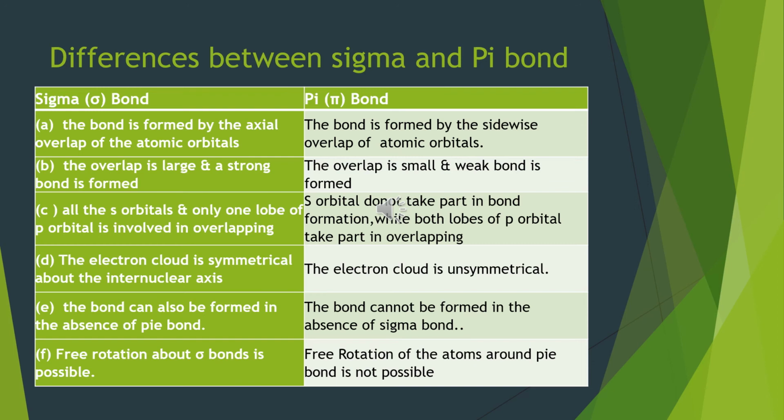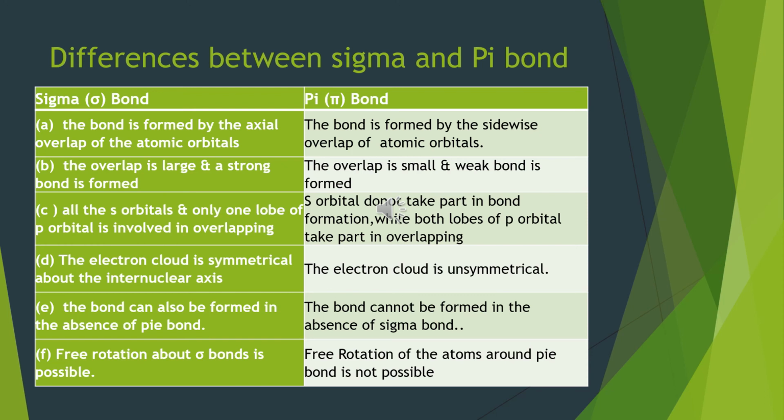The overlap is large and a strong bond is formed in sigma bond, and the overlap is small and weak bond is formed in pi bond. All the s orbitals and only one lobe of p orbital is involved in overlapping in sigma bond. S orbital do not take part in bond formation, while both lobes of p orbital take part in overlapping in pi bond.